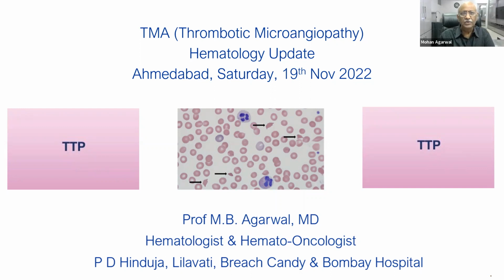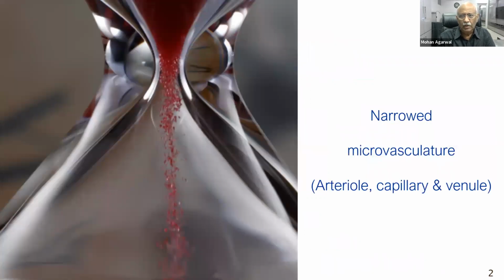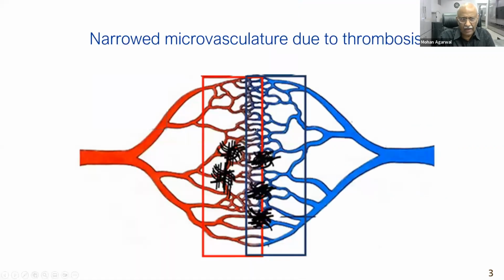I'm going to speak to you on thrombotic microangiopathy. So microangiopathy and thrombotic, what it means is narrowing of the microvasculature, that is arterioles, capillaries, and the venules. And this kind of narrowing should be due to the thrombi. So that's thrombotic microangiopathy.